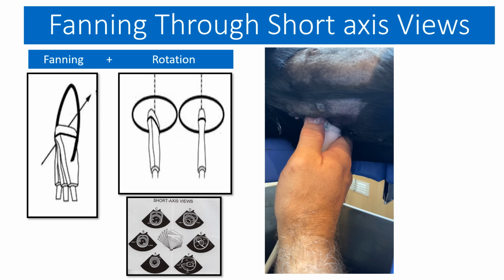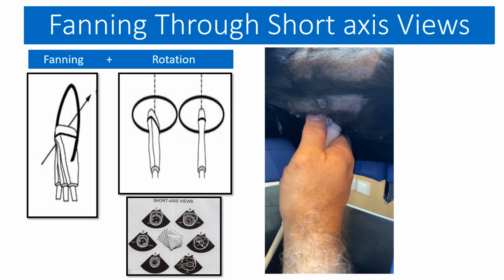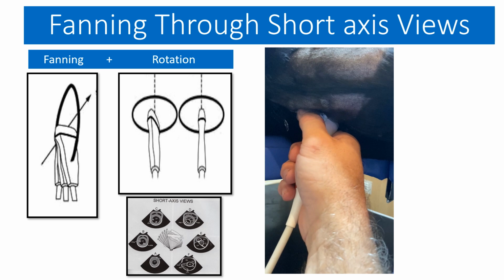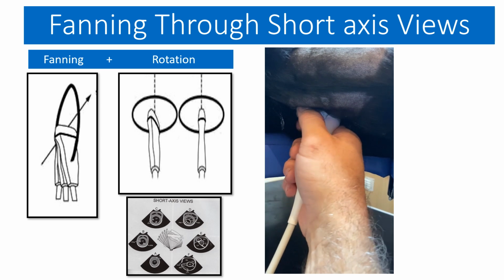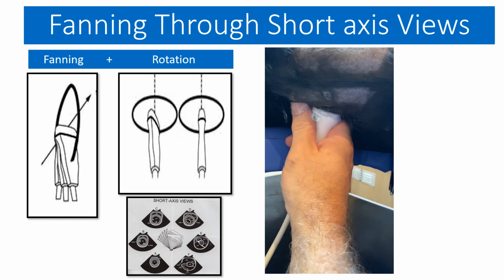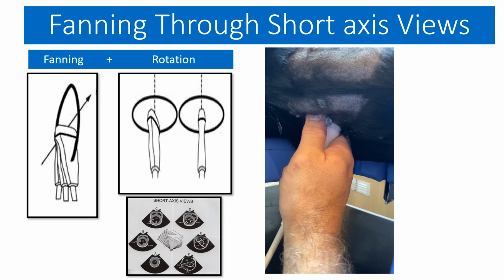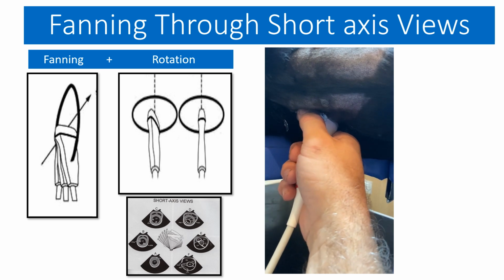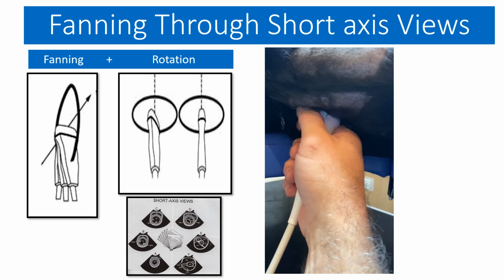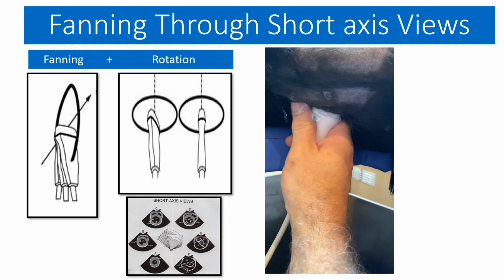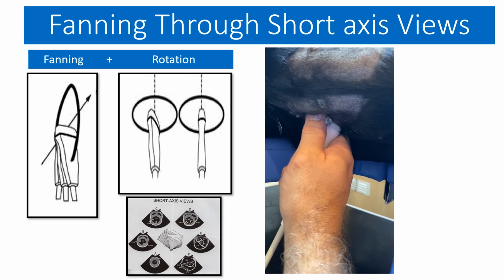So we'll just play this video now. So we're fanning, rotate, rotate, rotate, back to the first view. So that was us going through the different slices, A, B, C, D, E, and F. It's fanning and rotation is the technique for that.